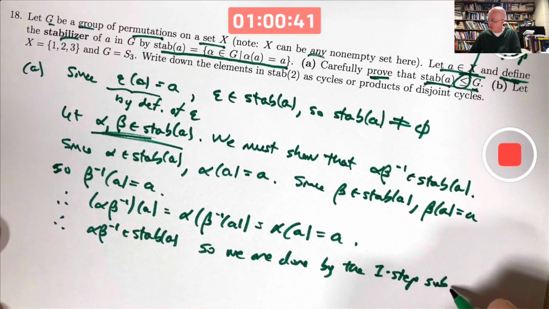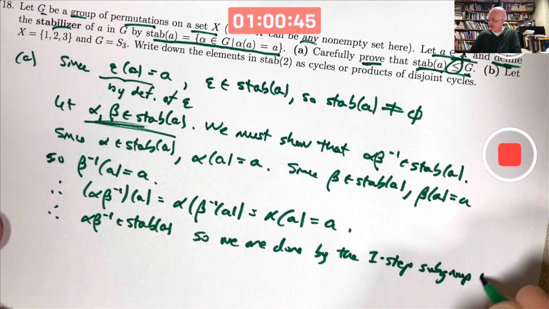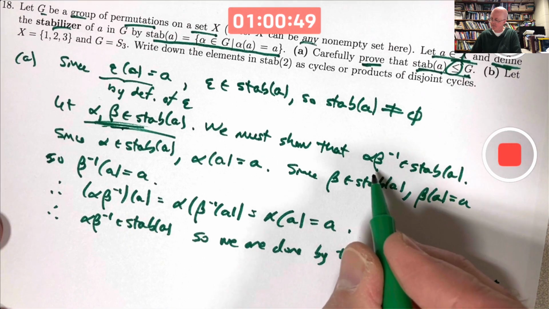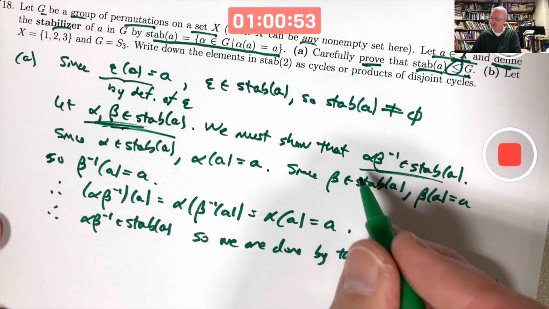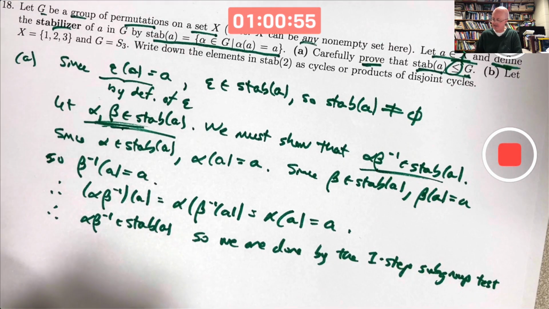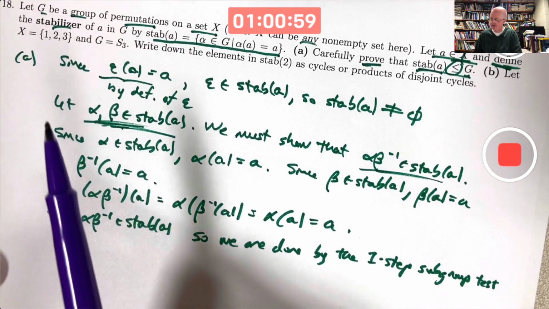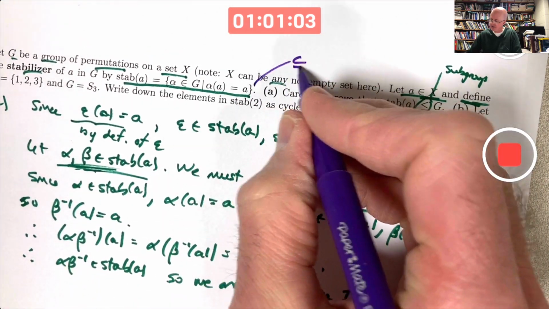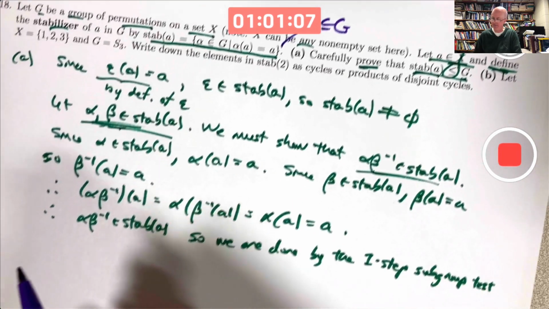Show the proposed subgroup is non-empty. And show that given any two elements of the proposed subgroup, call them alpha and beta, show this alpha times beta inverse is also in that given set that you're trying to show is a subgroup. Notice this is definitely a subset of G. That was probably worth mentioning as well. These elements alpha are all in G.